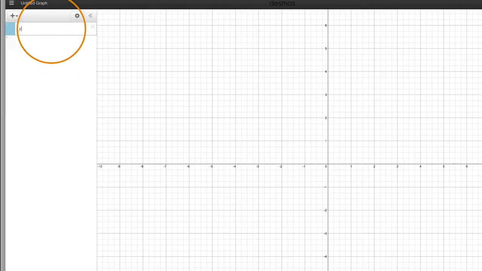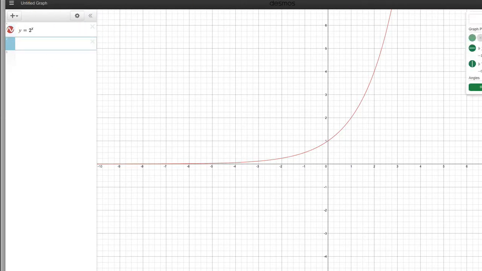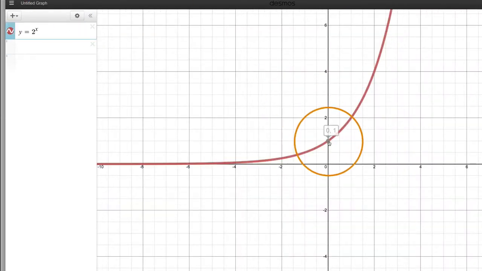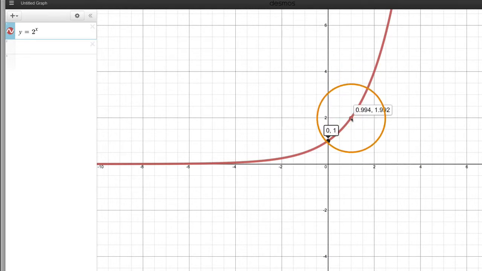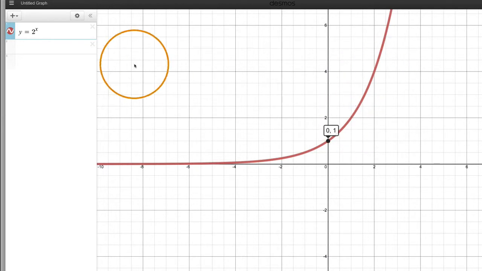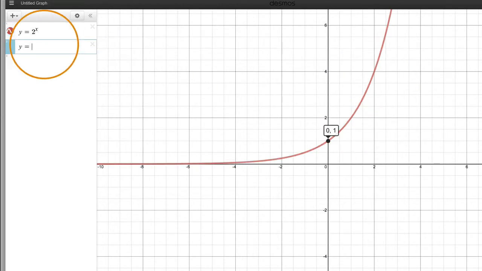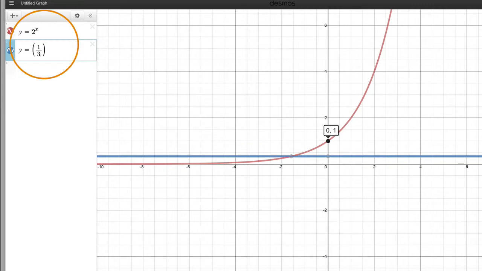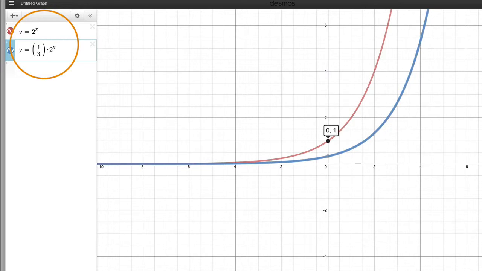We say y equals 2 to the x power. Here's our basic y equals 2 to the x curve. Let's do this here. So we notice it goes through 0, 1, and 1, 2, and 2, 4, and all that fun stuff there. If we were to do y equals, I'll put this in parentheses, 1 divided by 3, times 2 to the power of x, then we get this blue graph right here.